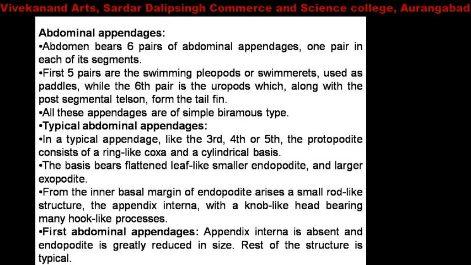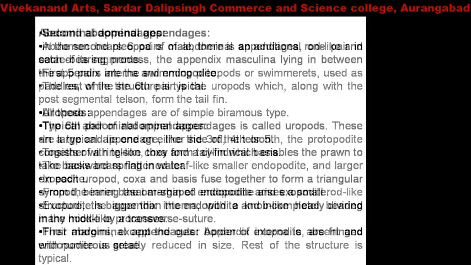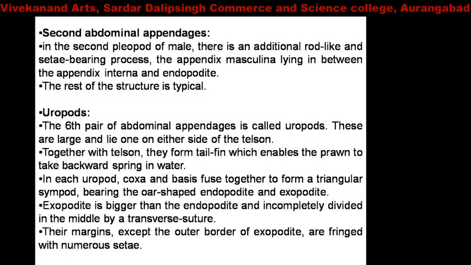So, the first abdominal appendage. In the first abdominal appendage, appendix interna is absent and endopodite is greatly reduced in size, and the rest of the structure is typical. Then, second abdominal appendage. In the second pleopod of male, there is an additional rod-like and seta-bearing process, which is different from the female. The appendix masculina lies in between the appendix interna and the endopodite, and the rest of the structure is typical.